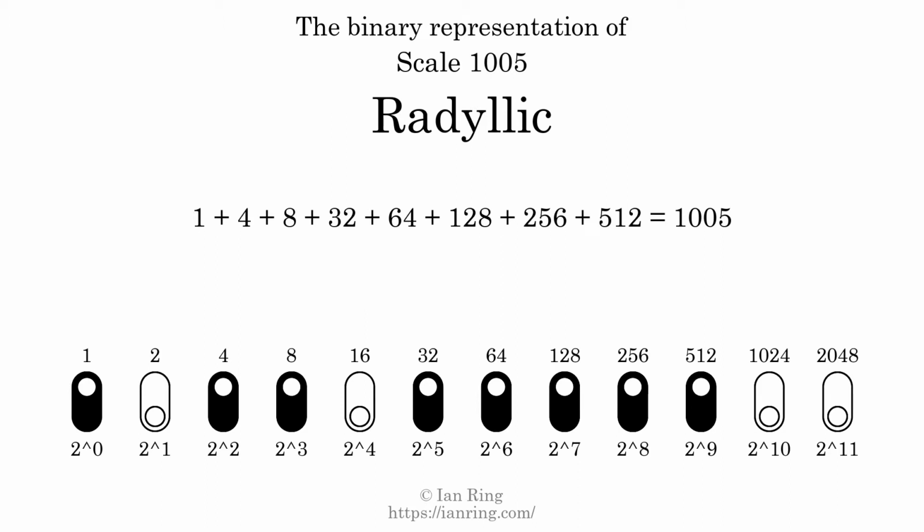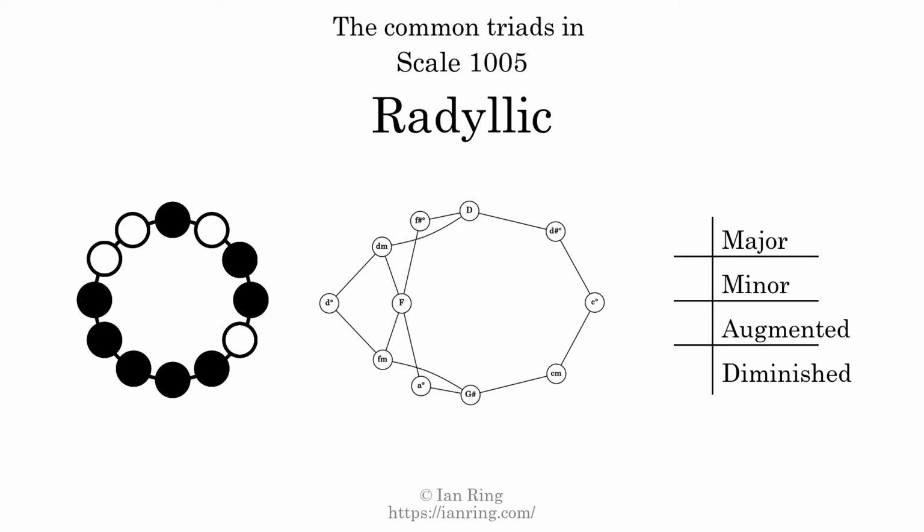The scale number not only enumerates the scale with a unique index, but it also literally describes the tonal content of the scale. Represented as a binary number in base 2, the scale number is 001111101101. Here are the common triads present in this scale.